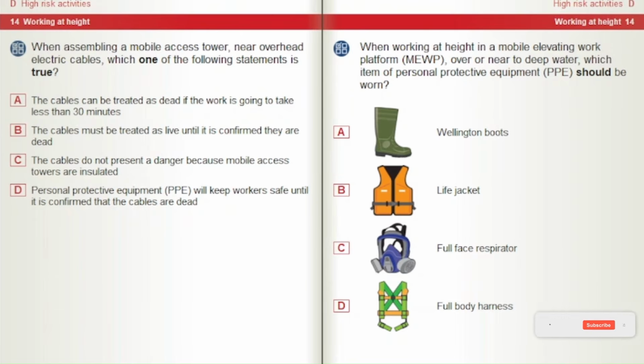When assembling a mobile access tower near overhead electric cables, which one of the following statements is true? The cables can be treated as dead if the work is going to take less than 30 minutes. The cables must be treated as live until it is confirmed they are dead. The cables do not present a danger because mobile access towers are insulated. Personal protective equipment, PPE, will keep workers safe until it is confirmed that the cables are dead.